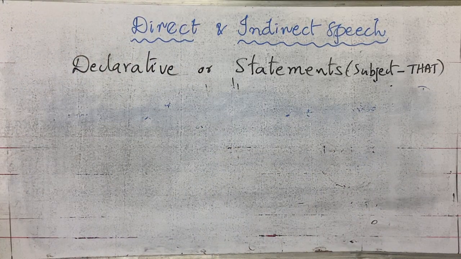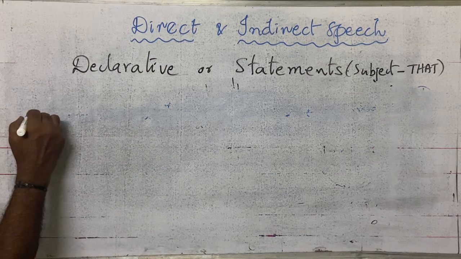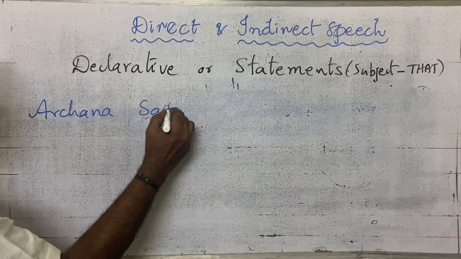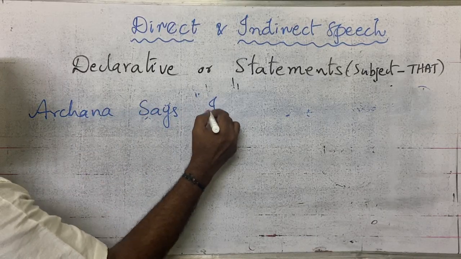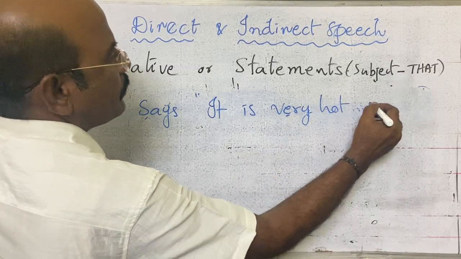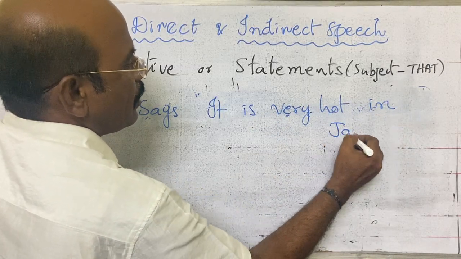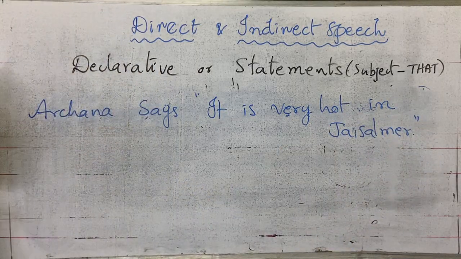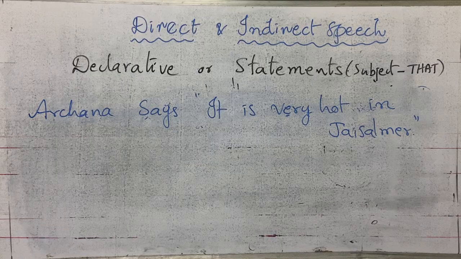First, type 1 is there. So that is: Archana says, "It is very hot in Jaisalmer." Yeah, Jaisalmer. Archana says it's very hot.